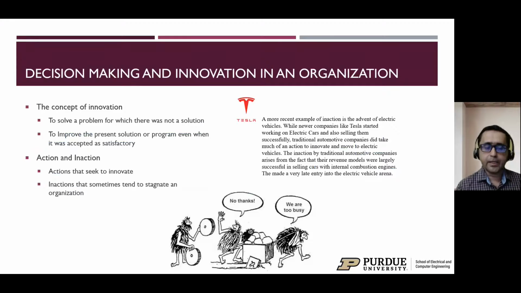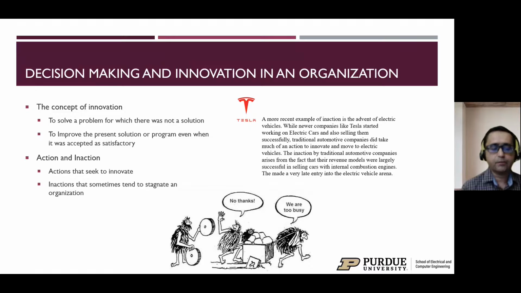Now let's shift gears and look at one of the chapters that Simon and March wrote, which is chapter 7 on innovation. So let's first understand what innovation is and how innovation affects an organization, and how it's related to decision making. Let's look at innovation in itself.